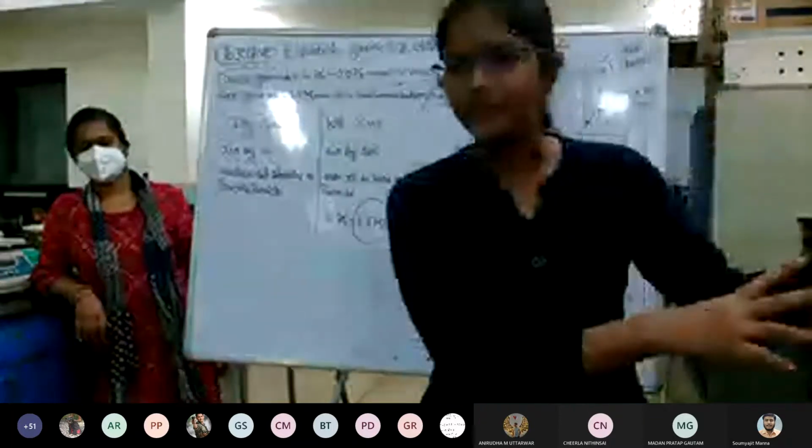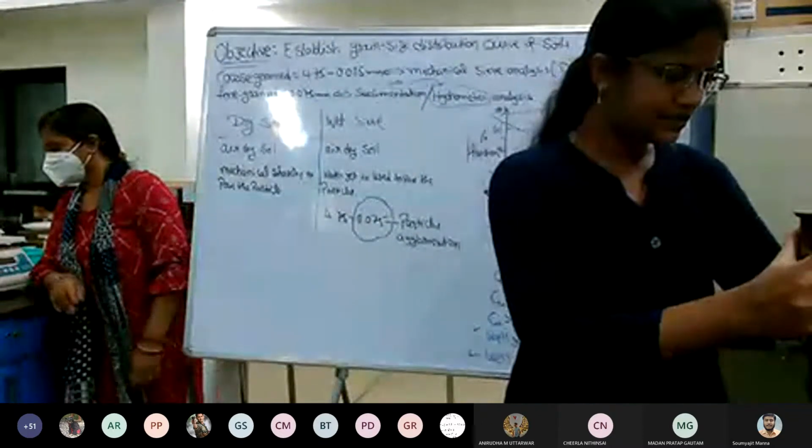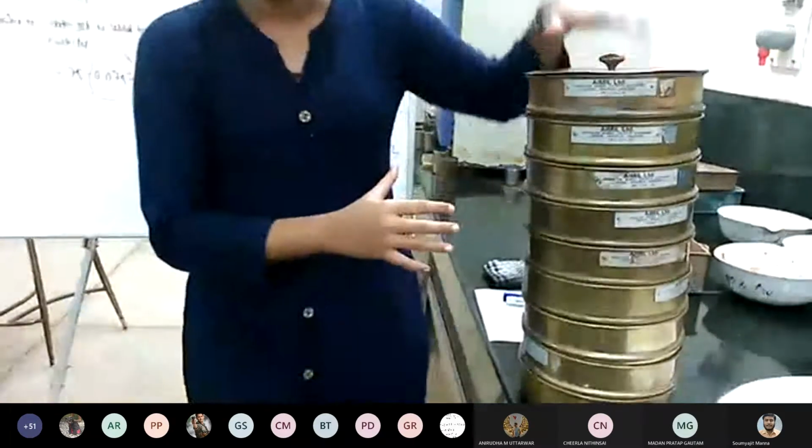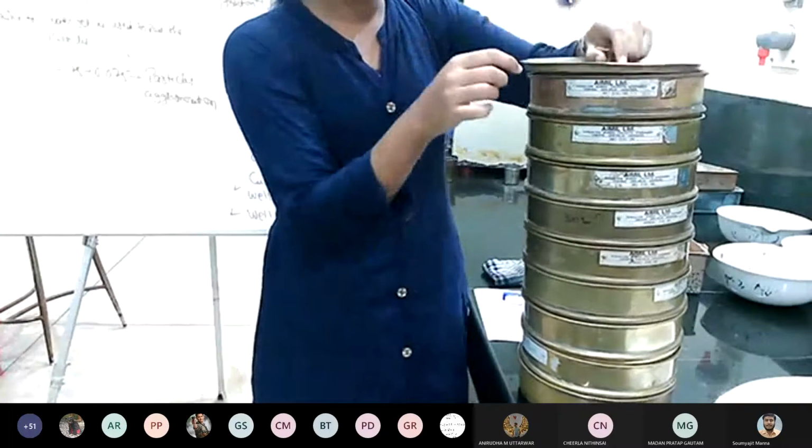Actually, we have the sieve shaker in the lab, but we cannot show that as it is in the next lab. So let's do it manually today. We'll take 500 grams of dry soil in the topmost sieve, and we'll place that soil in this pan.